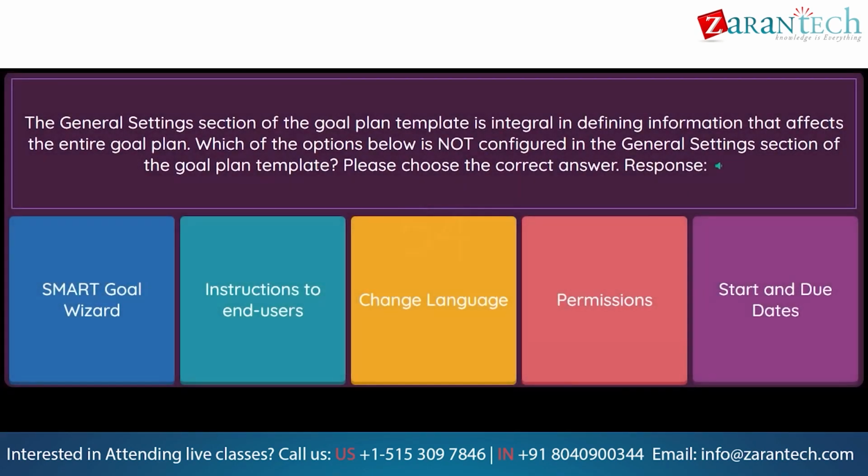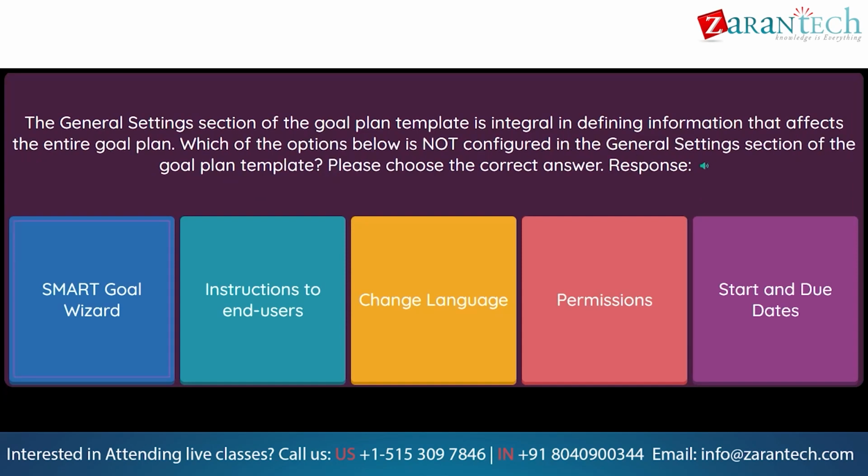Question: the General Settings section of the Goal Plan template is integral in defining information that affects the entire goal plan. Which of the options below is not configured in the General Settings section of the Goal Plan template? Please choose the correct answer. Response: Option 1, Smart Goal Wizard. Option 2, Instructions to End Users. Option 3, Change Language. Option 4, Permissions. Option 5, Start and Due Dates.